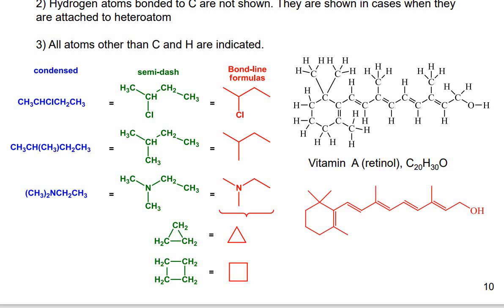Now you can see here the structure of vitamin A, retinol, and the molecular formula, you know, C20H30O.